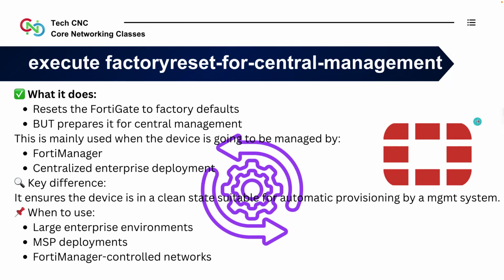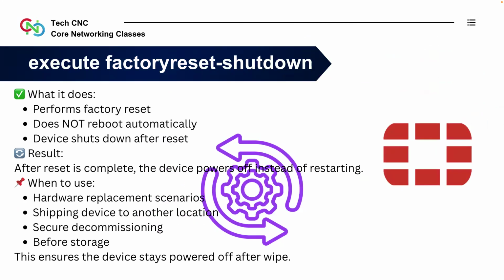Now let us talk about the fourth option. Third option, my bad. So now execute factory reset and shutdown. This is very similar to your execute factory reset, the one we did as the very first option, right? What it will do basically is perform your factory reset just like the earlier one was doing. It will just do one extra thing: it will keep your box in the shutdown state.